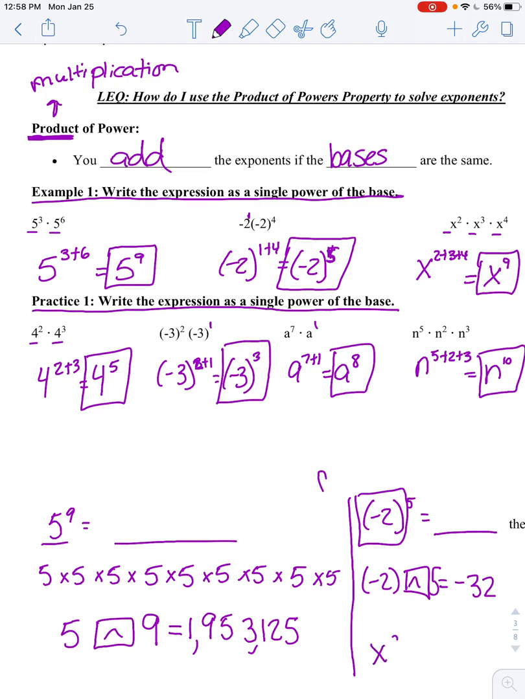If you have a variable raised to a number, clearly you cannot put variables in the calculator, so there is no value for this because we don't know what number x actually represents. So this only works when you have a number base and a number exponent.